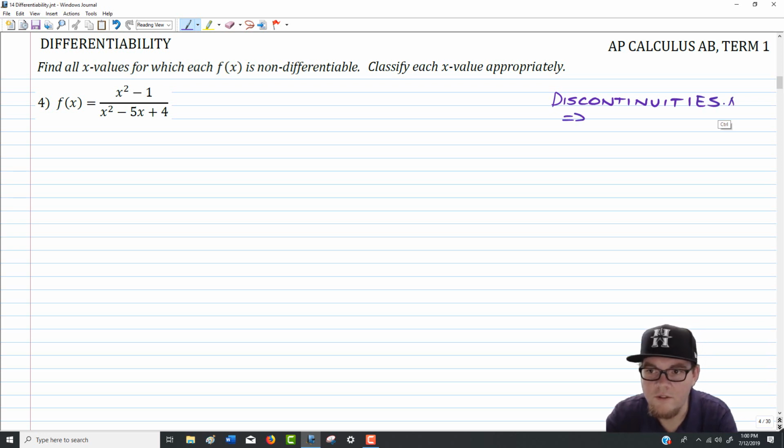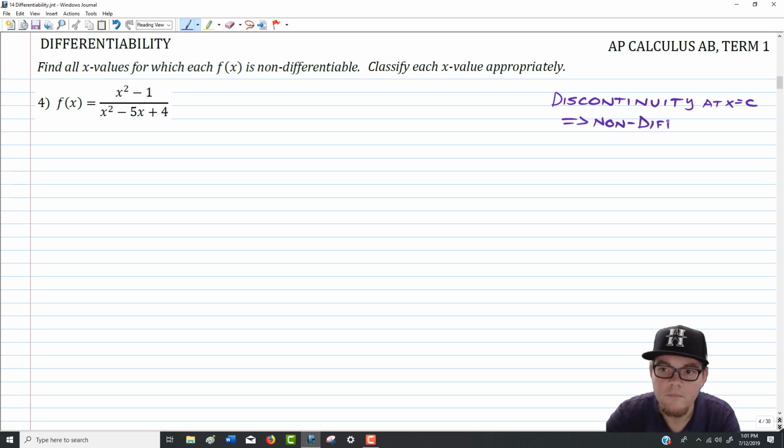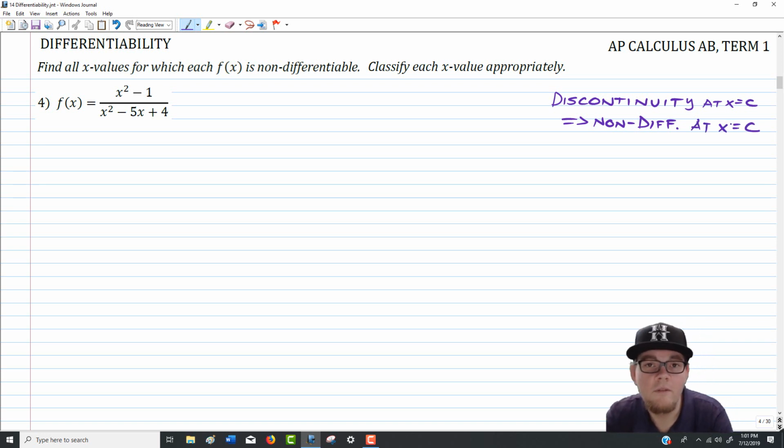Let's see, let's do this. I'm going to write this better. What the heck? Discontinuity at x equals c? What that means is that our function is non-differentiable at x equals c. So in other words, if we have a vertical asymptote, if we have a hole, or if we have a jump, our function is not differentiable at that point.